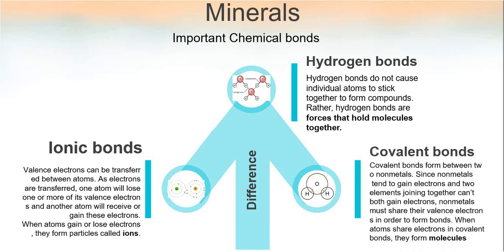Covalent bonds are somewhat like ionic bonds, but covalent bonds occur between two nonmetals. Since nonmetals tend to gain electrons and two elements joining together can both gain electrons, nonmetals must share their valence electrons in order to form bonds. When atoms share electrons in covalent bonds, they form molecules. So, kanina, ion yun.